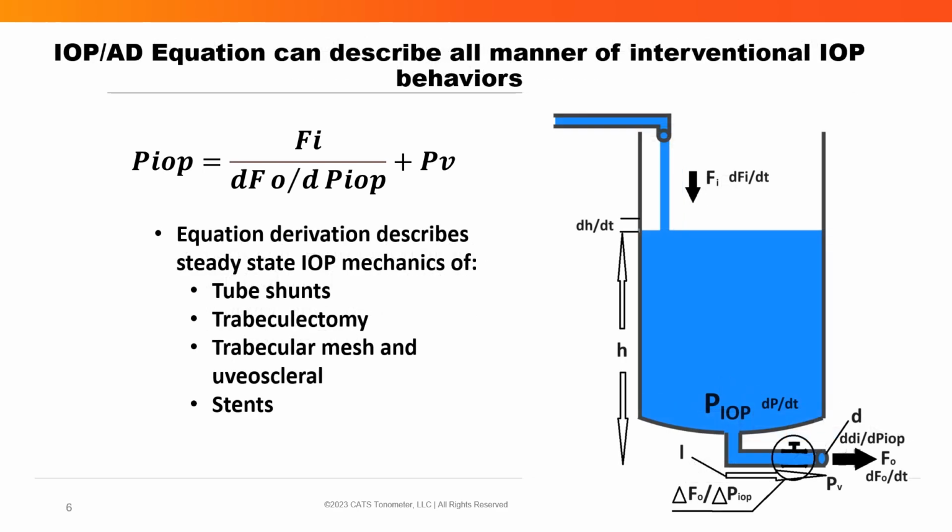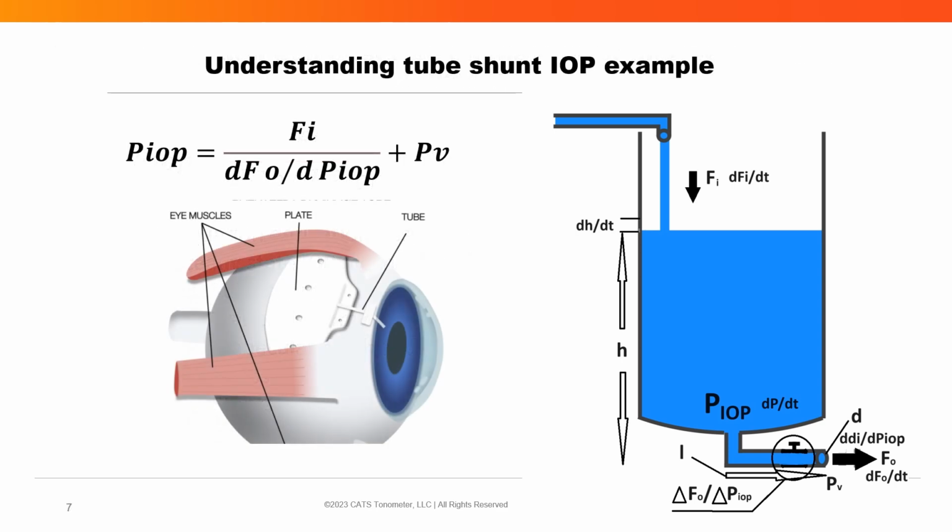This altered equation can now fully describe the fluid mechanics of all manner of both natural and interventional intraocular pressure behaviors, such as trabecular meshwork and uveoscleral outflow, tube shunts, trabeculectomies, and stents. To demonstrate the equation's capabilities, we can use it to describe tube shunt intraocular pressure mechanics. With the assumption that the encapsulated reservoir pressure, PV, is significantly below the intraocular pressure, we can use our water tank model, in which the flow out is dependent upon the diameter and length of the tube, as well as the fluid properties.